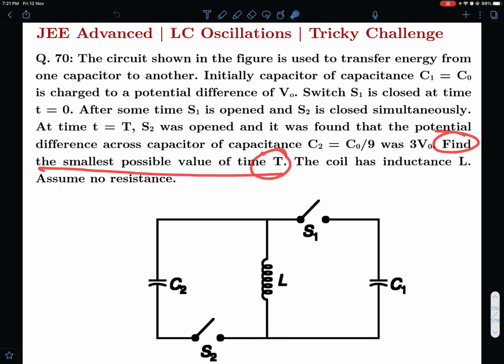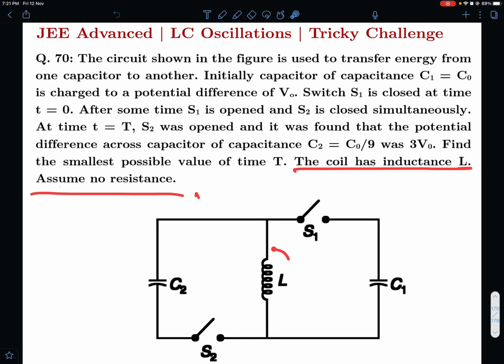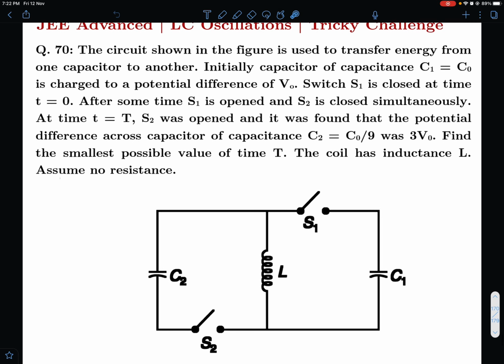Find the smallest possible value of time capital T. So we have to find the smallest possible value of time capital T. The coil has inductance capital L, and assume no resistance. So I hope the language of the question is amply clear, and if you want you can try this out and I'll get into my analysis right away. So let's see how to proceed with this question.